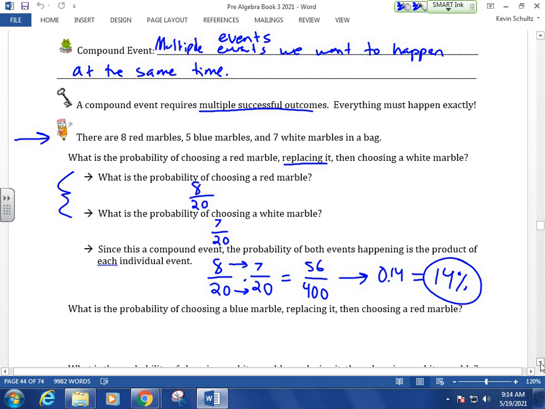What is the probability of choosing a blue marble, replacing it, and then choosing a red one? So again, we're looking at the individual probabilities first. What is the probability of choosing a blue marble? Same bag, same numbers, everything. What's the probability of choosing a blue one?